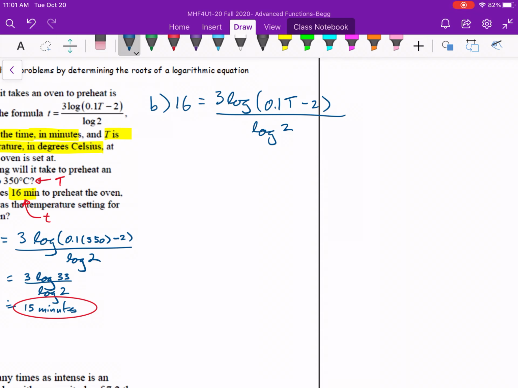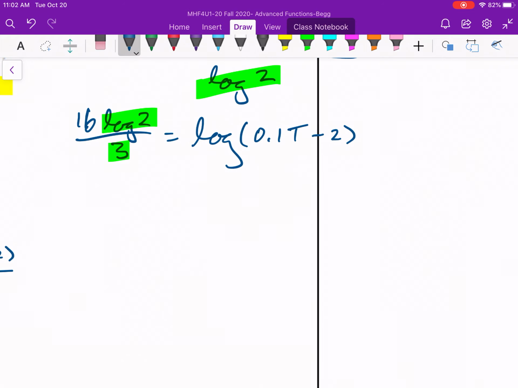So again, isolating a variable. I can divide both sides by 3. I can multiply both sides by log 2. So 16 times log 2 over 3 equals log 0.1 T minus 2. And that's obviously just going to give me a number that I can then work with.